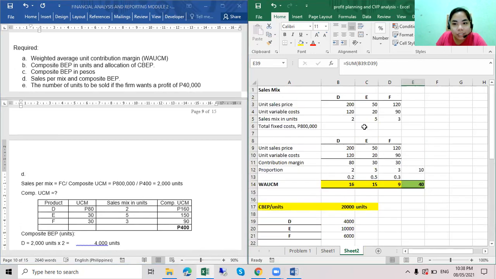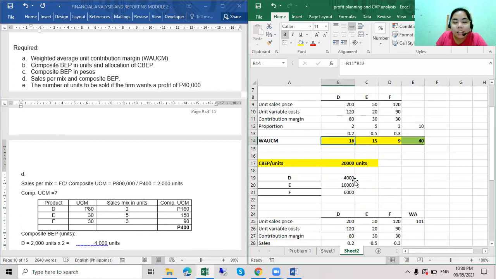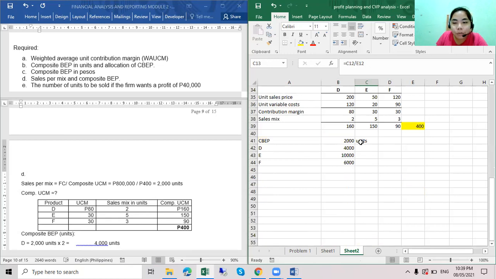Here is the weighted average unit contribution margin. That's why we got a percentage, because we use the weighted average contribution margin. Here is the composite contribution margin.